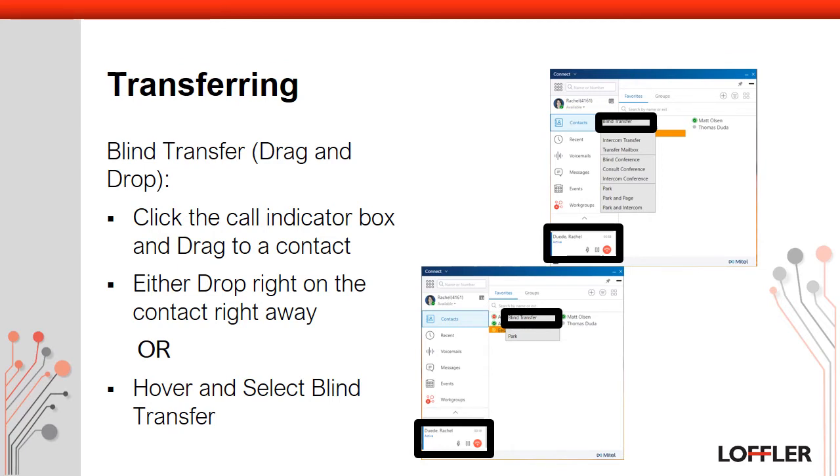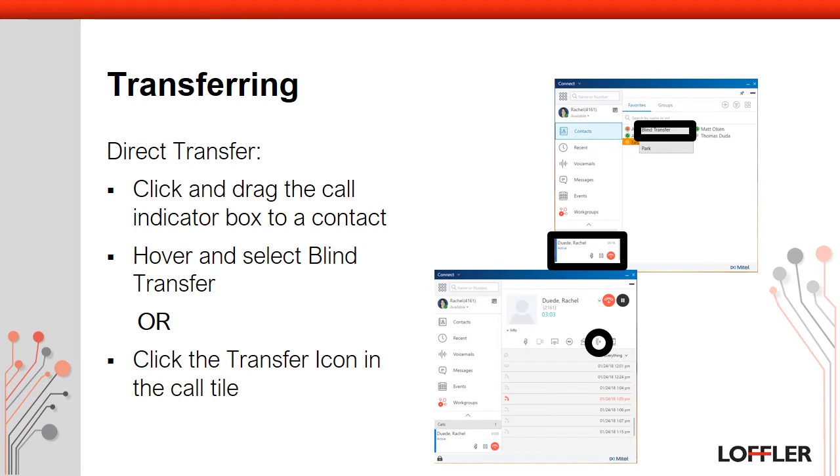Please note you can do this with a call that has been answered or a call that has not been answered. You are currently looking at an operator screen. They have more transfer options than a general user. They can also drag and drop a call to a contact or a contact to a call. A direct transfer is another name for blind transfer.